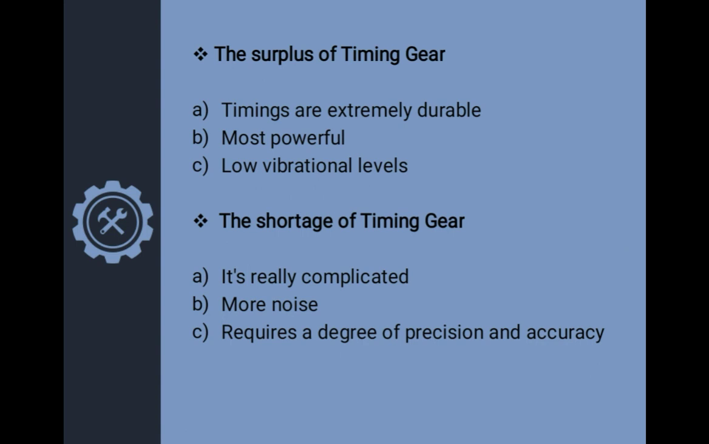The surplus of timing gear. A. Timing gears are extremely durable. B. Most powerful. C. Low vibration level. The shortage of timing gear. A. Is really complicated. B. More noise. C. Requires a degree of precision and accuracy.